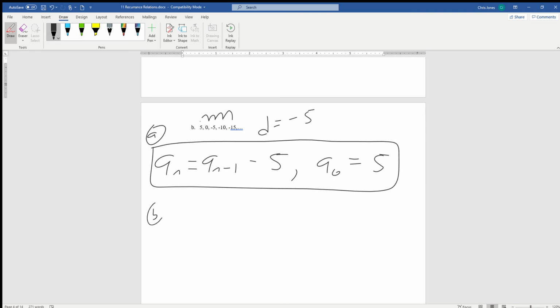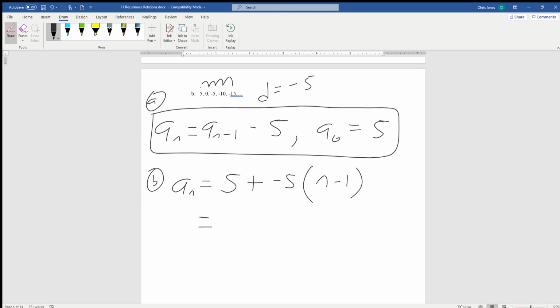Now for letter B, we need to get to an arithmetic sequence. So arithmetic with respect to a closed form, we could say a sub n. Remember, we're going to put in the first term, which is 5, plus the common difference times n minus 1. When we simplify this, we just get negative 5n plus 10. Right? Now we need an initial condition. We need to know where to start with this. So we're going to say n is going to be greater than or equal to 1.